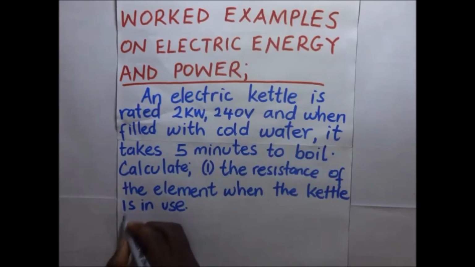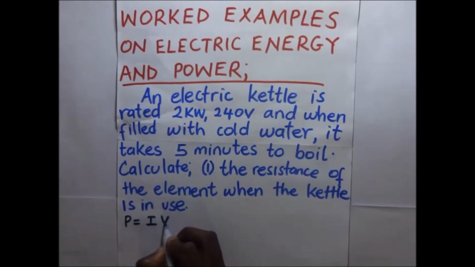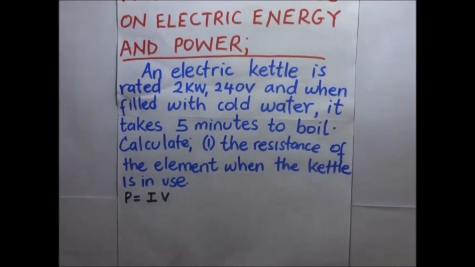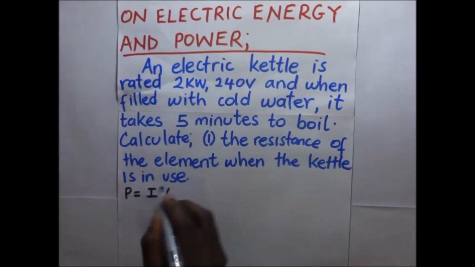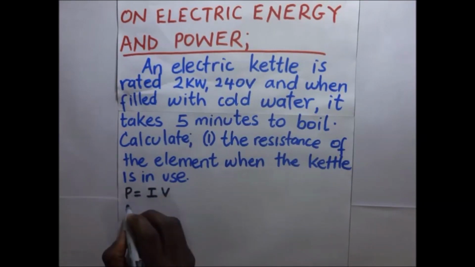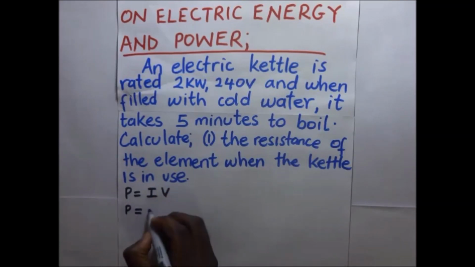Let's try and review them. We know that power is going to be current times voltage. That is electric power. If we are to substitute the value of I, we know that I is equal to V over R. If you put V over R here, it will mean that power will be equal to V squared over R.